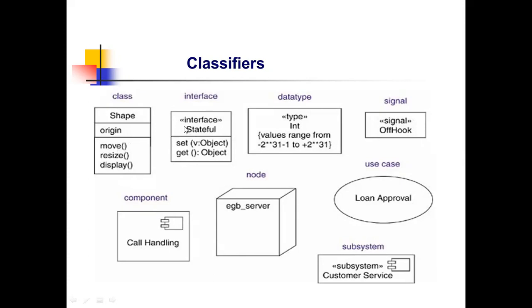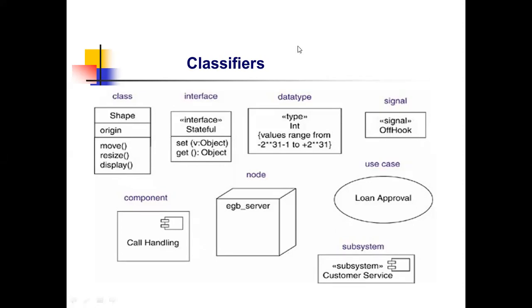Then interface. Here you can see the stereotype interface. Stateful is the name of that interface with some methods with parameters here. Then data type, another classifier. Here you can see the type stereotype. Data type is integer with values, value range. Then signal stereotype. Here you can see off hook.